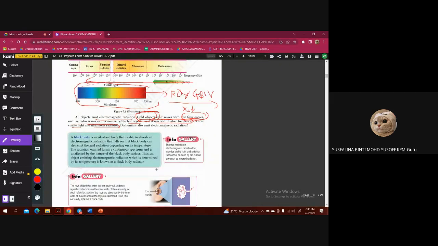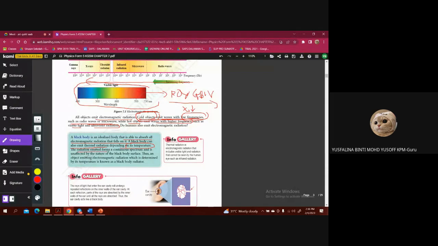A black body is an idealized body that is able to absorb all electromagnetic radiation that falls on it. A black body can also emit thermal radiation depending on its temperature. So the black body absorbs all the electromagnetic radiation, whether it's gamma, X-ray, or visible light. It can also emit thermal radiation, depending on the temperature.